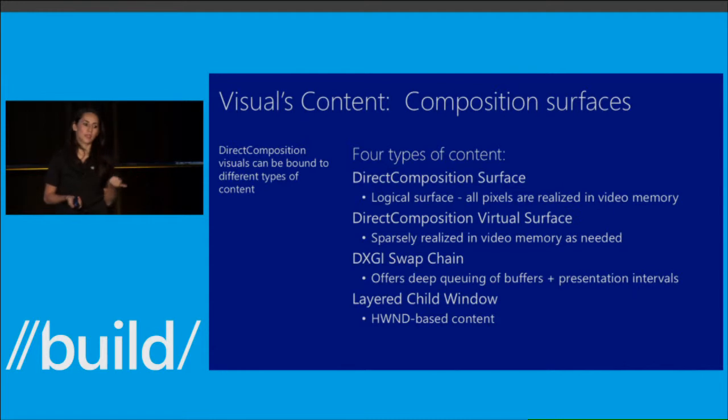Then we have the DXGI swap chain, and this is the same swap chain that you're used to already. So it offers deep queuing of buffers and presentation intervals. It is used for videos and games. Same swap chain you have used before.